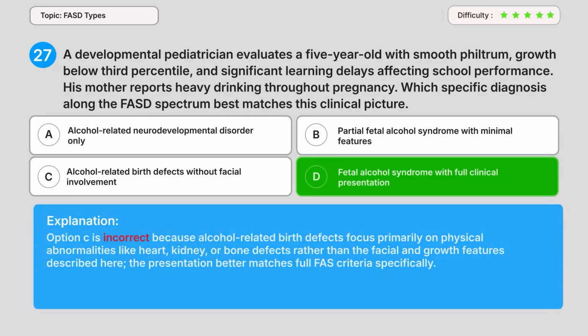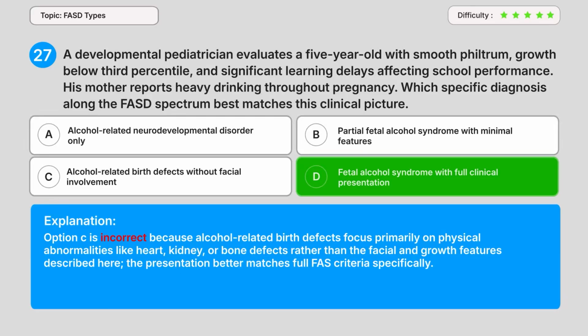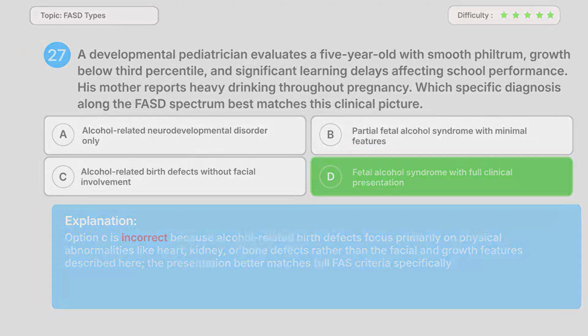presentation. Option C is incorrect because alcohol-related birth defects focus primarily on physical abnormalities like heart, kidney, or bone defects, rather than the facial and growth features described here. The presentation better matches full FAS criteria specifically. Fetal alcohol syndrome has a specific diagnostic triad, and this child hits every piece of it. FAS is the most severe end of the fetal alcohol spectrum disorders, or FASD family.